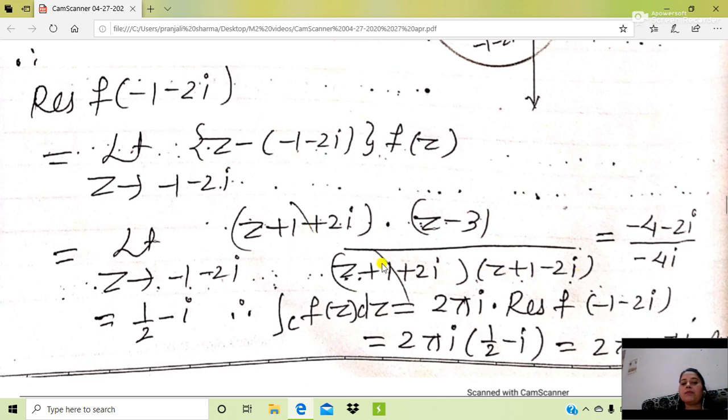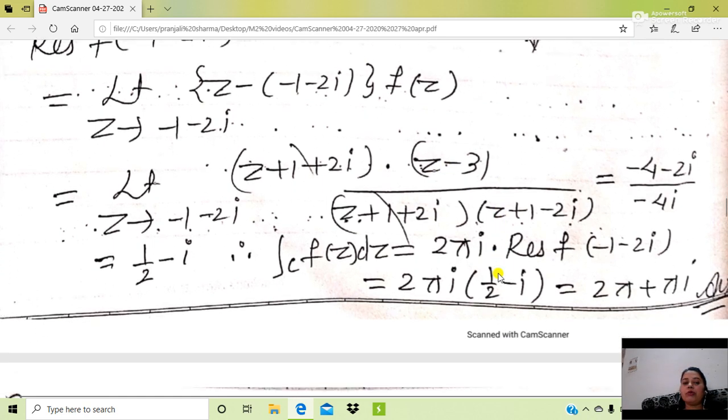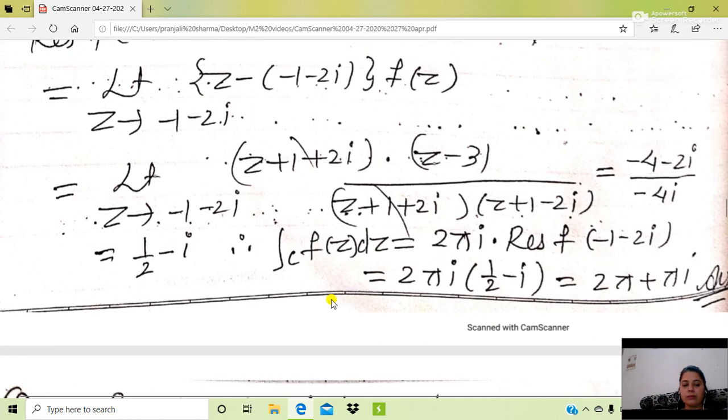Now we can cancel z plus 1 plus 2i. And now we put the value of z as minus 1 minus 2i in numerator as well as in denominator. So after calculating it, the value of residue will be 1 by (2 minus i). Therefore, the integration of f(z) dz by residue theorem will be 2 pi i into residue of f at minus 1 minus 2i. So by putting the value of residue, it will be 2 pi i into 1 by (2 minus i), which is equal to 2 pi plus pi i. So this is our first question.